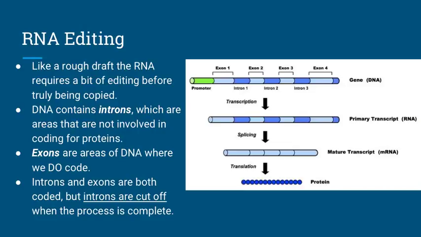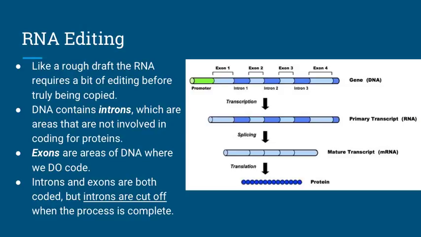But the RNA can edit itself. So you have your promoter region here. All right. The DNA contains introns as well as exons. Okay. I think I spelled that wrong in my first slide. See, I'm already making mistakes in my own slides. And introns are areas that are not involved in coding. So it's kind of like a little fail-safe. We're going to copy this whole thing, but we're only going to read and use the exons, and we're not going to worry about the introns.